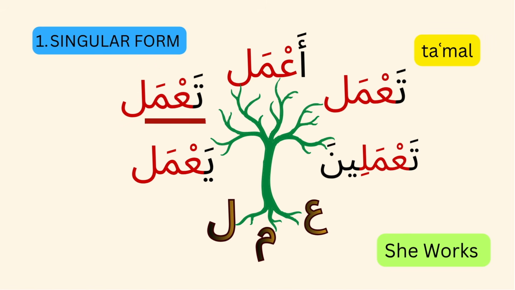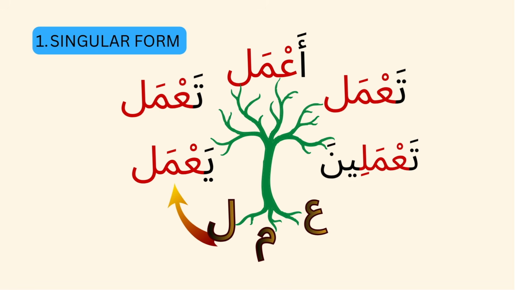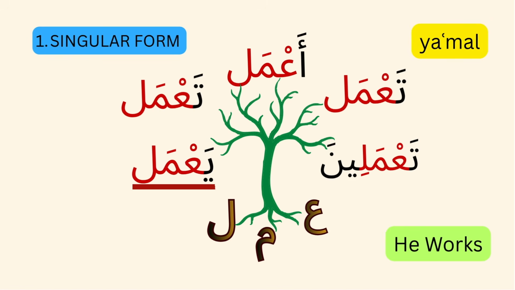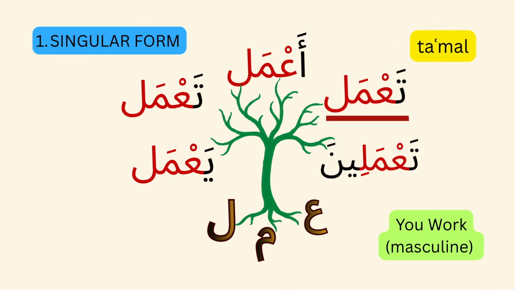Now let's look at this word. تعمل. The same letter ta is also used to show that she is doing the action, she works. Finally, let's look at the last word in this singular present tense group. يعمل. The letter ya is added at the beginning to show that he is doing the action. He works. Notice how you, masculine singular, and she have the same present tense form. تعمل.